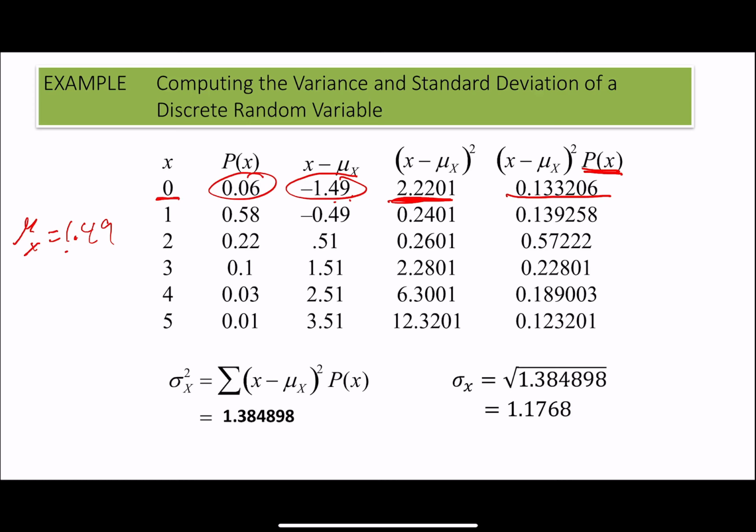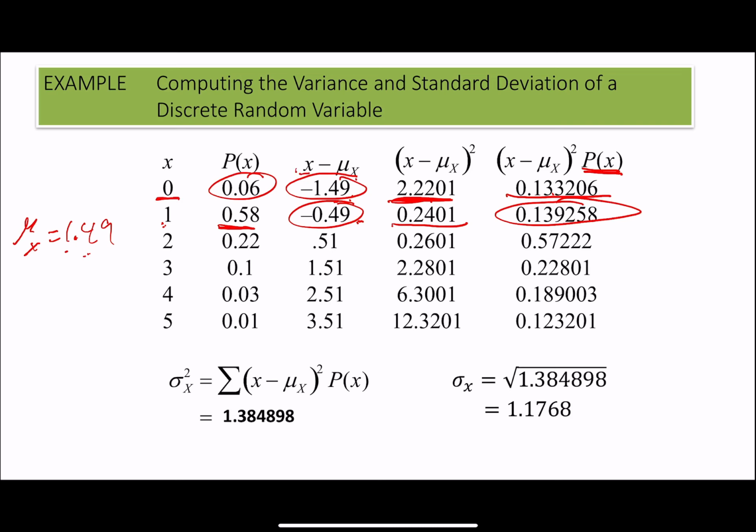So negative 1.49 squared is 2.201. Multiply it by the probability, I get 0.133206. So I took 1, I subtracted 1.49, I got negative 0.49. I square this number, I got 0.2401, multiplied that by the probability, which is 0.58, and got 0.139258.